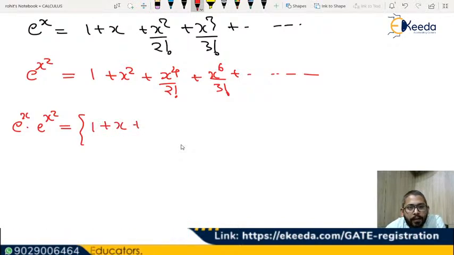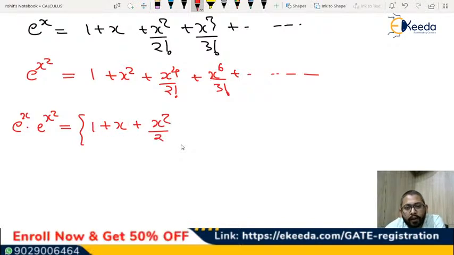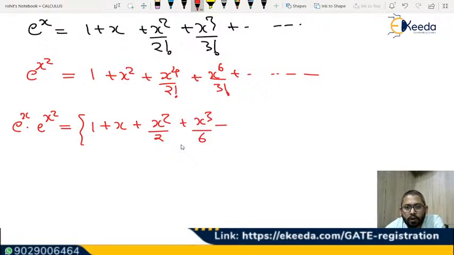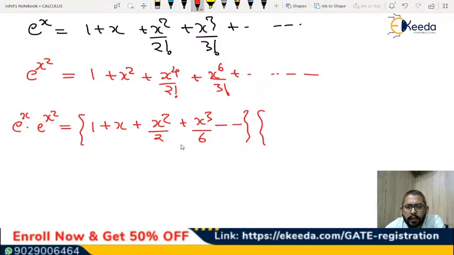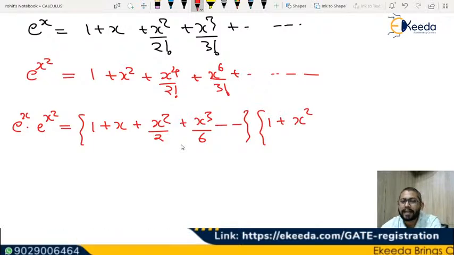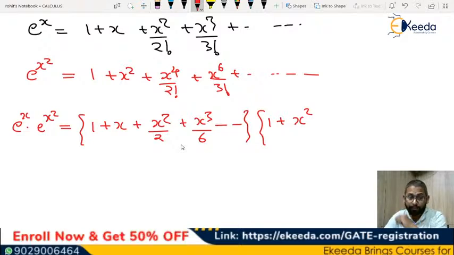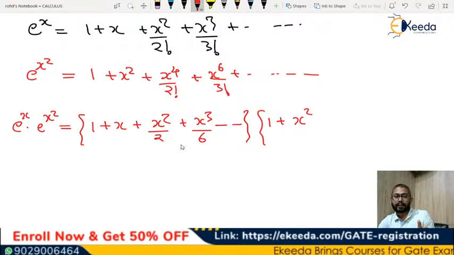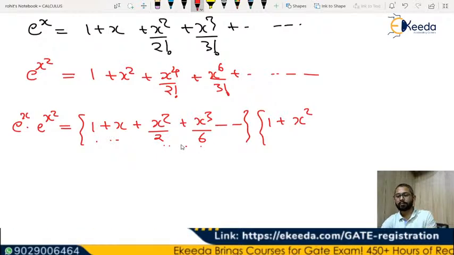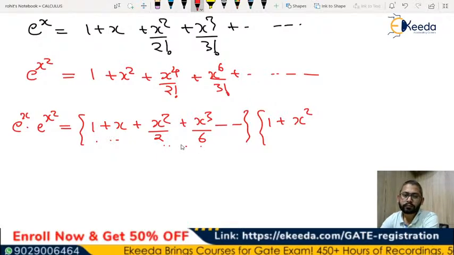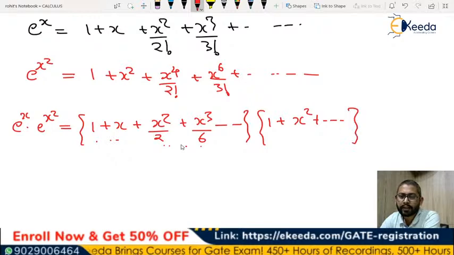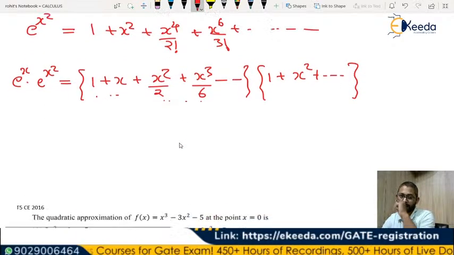1 plus x plus x square by 2 factorial is 2 and x cube by 3 factorial is 6. Dot dot dot, but we are not writing those terms. And for e to the power x square, I am writing only 1 plus x square. Why am I not writing x to the power 4? Because x to the power 4 multiplied with any of the terms from the first expansion will be higher than 3. So let's drop it. Of course there are higher terms, but we are dropping them because we need up to order 3 only.